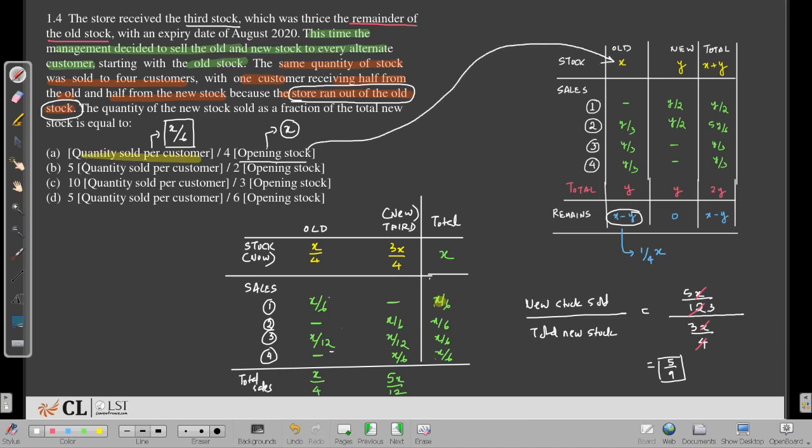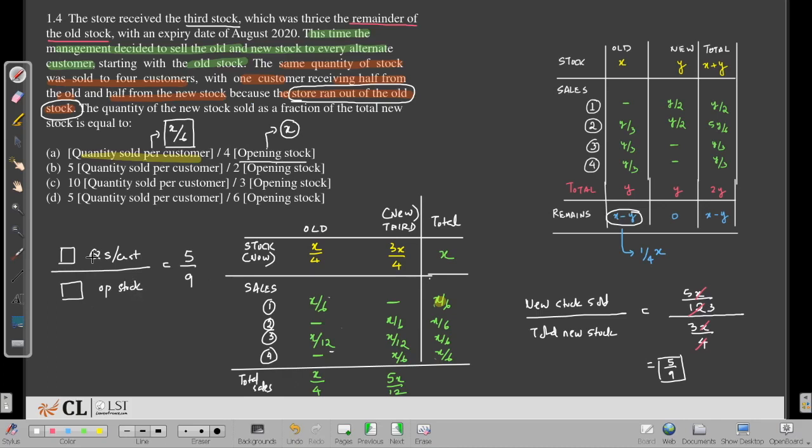Now do we have to look at quantity sold per customer? Should we also consider this customer along with that customer? Too much of an issue with this particular question, right? Crazy that way. So anyways, this has got some particular value, with the quantity sold per customer in the numerator divided by the opening stock. And this should be equal to 5 by 9, right?